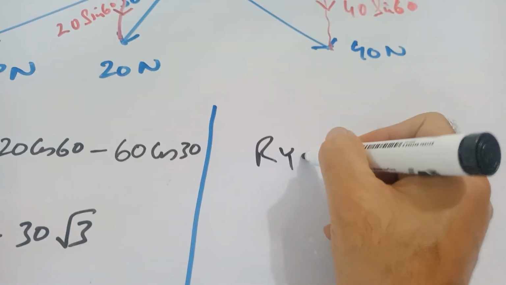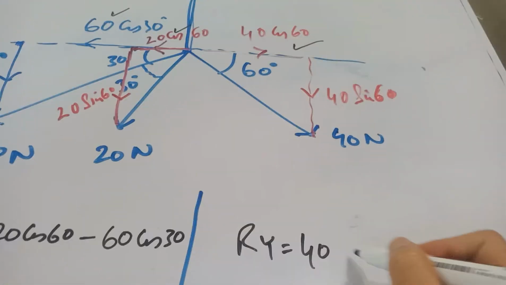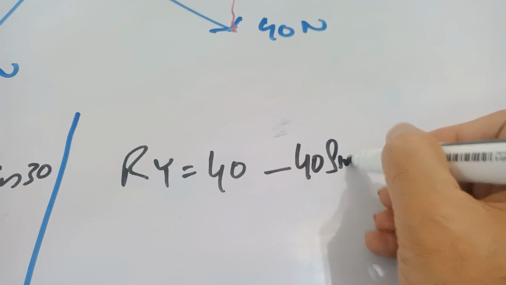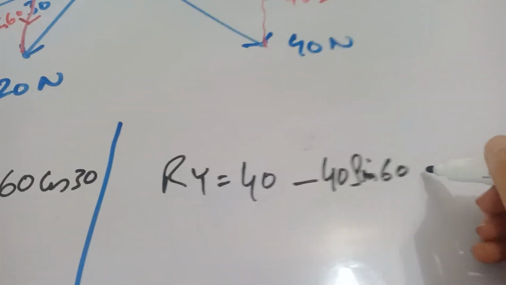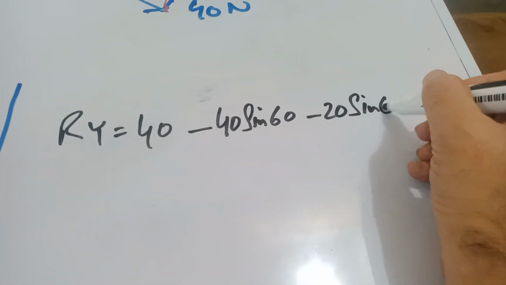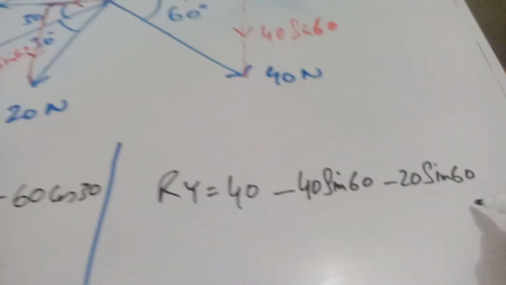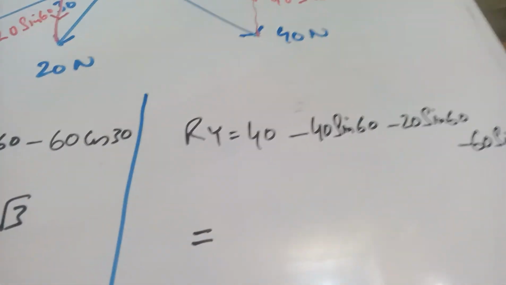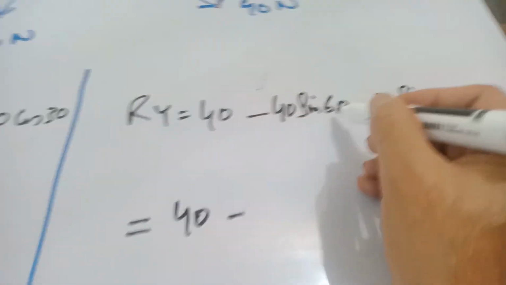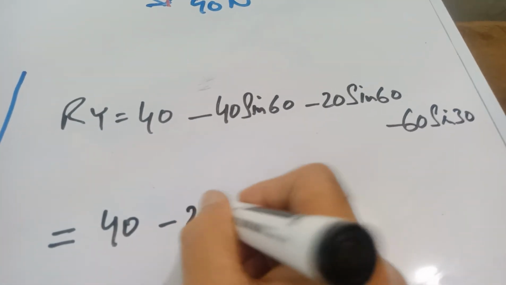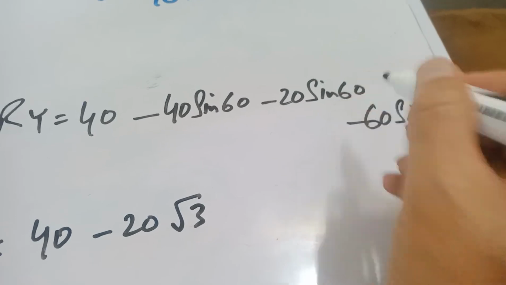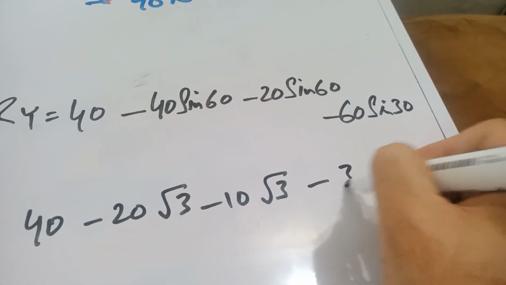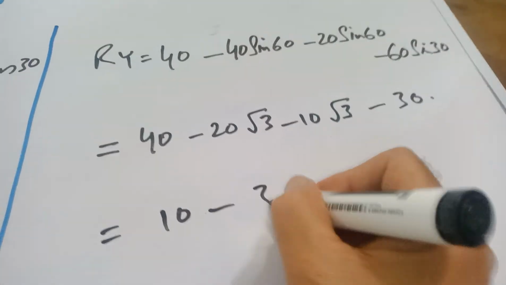Here is the Ry. Now Ry, first of all, I have this 40, okay, and then there are 3 downward forces, okay. One is 40 sine 60, then I have this 20 sine 60. I'll put a minus with this because this is a downward force, and then I have this 60 sine 30, and this is going to be minus 60 sine 30. Okay, let's hope we get the same answer here. This is going to be 40 minus, now this sine 60 is under root 3 over 2, so this is minus 20 under root 3. Again sine 60 is under root 3 over 2, this is minus 10 under root 3. Okay, and this sine 30 is half, so this is going to be minus 30. So we have 10 minus 30 under root 3.